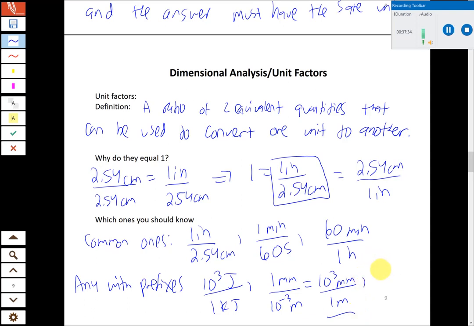And then the one that we'll use a lot early on in the course is 10 to the 9th nanometers per 1 meter. Okay? So there's a lot of these that involve prefixes, which you should know. You should be able to formulate unit conversion factors without having us give them to you or having to look them up or anything like that. These should be ones that you're able to get right off the top of your head.